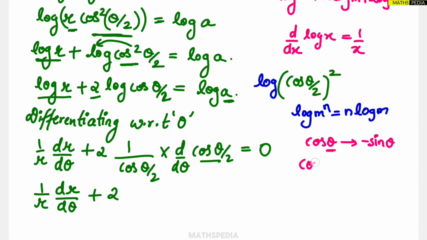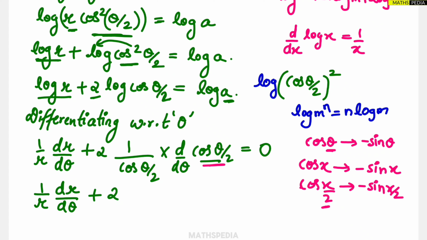See, with respect to x it will be easy for you to understand. Cos x differentiation is minus sin x. If I take cos x by 2, the same as theta by 2, what will happen? It will be minus sin x by 2, but in place of x, x by 2 is sitting. Again differentiation of x by 2 will be 1 by 2, right?